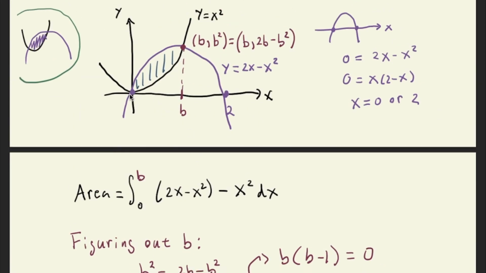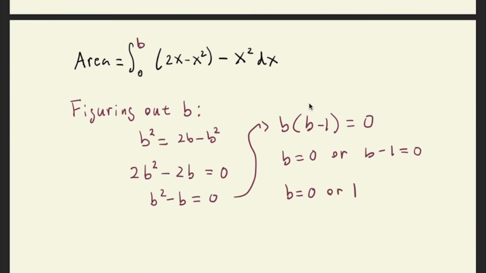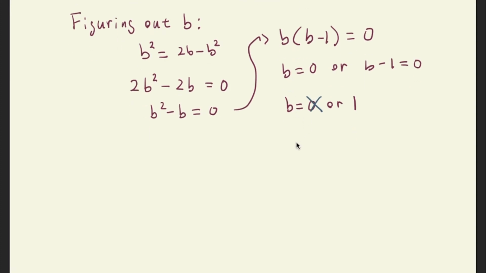It's talking about this solution. That's not the one that we're looking for. We want this point, right? This is when b is equal to 1. So for us, this one is not good. Right? So we find out that b equals 1 is what we're looking for. All right, and now that we found b, we can compute the area, finally.